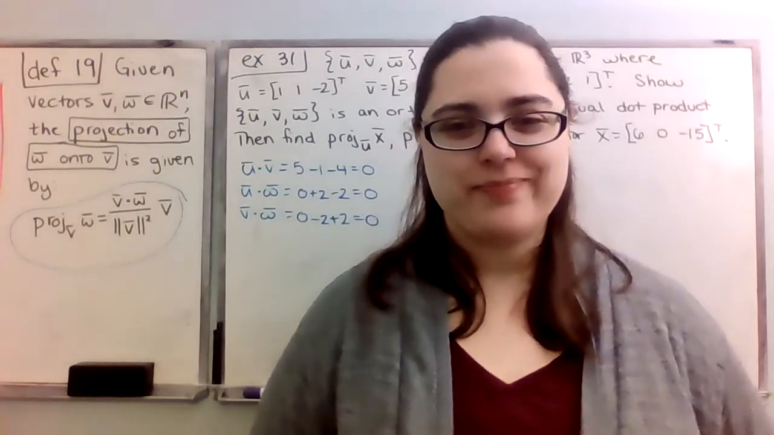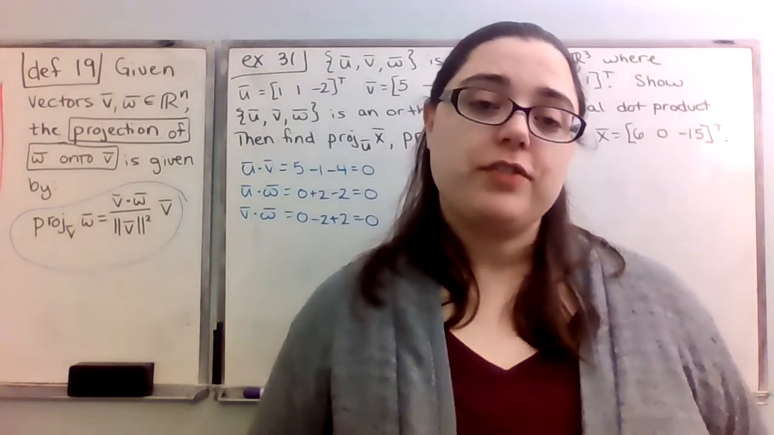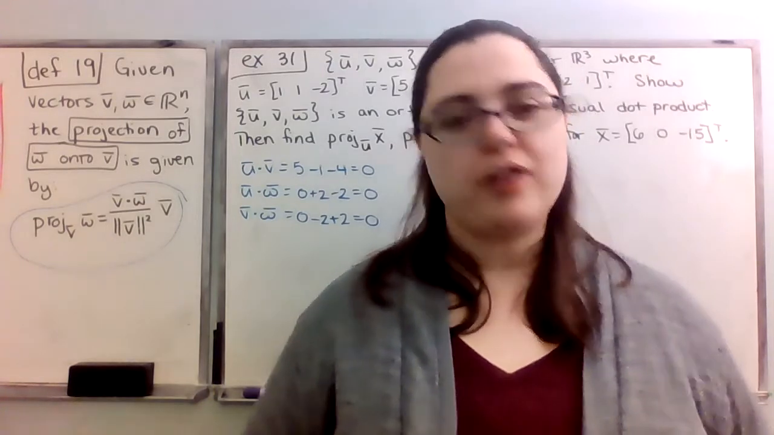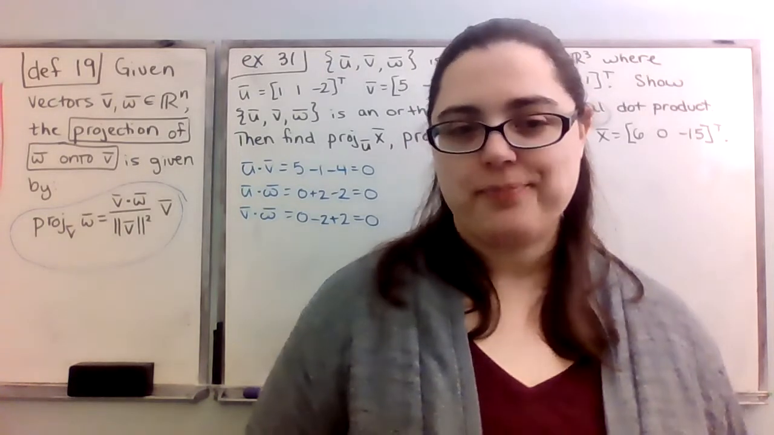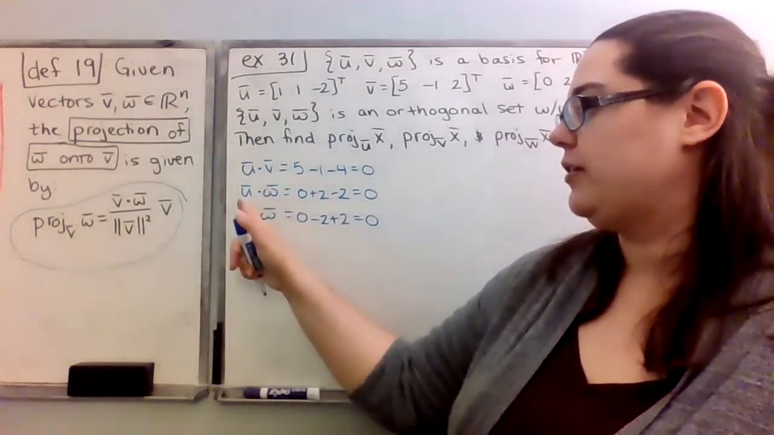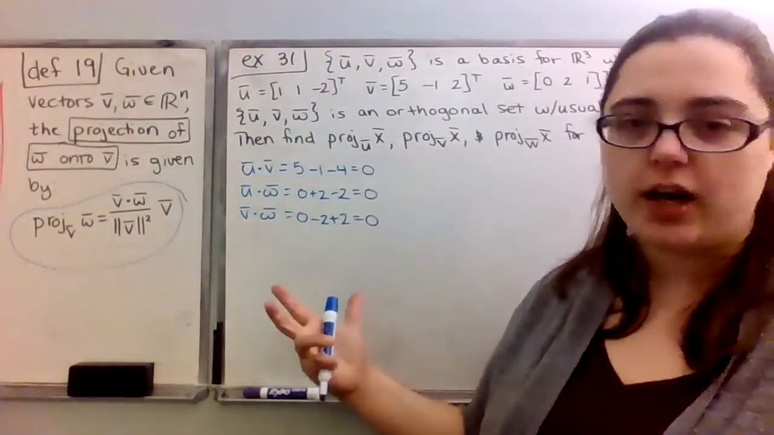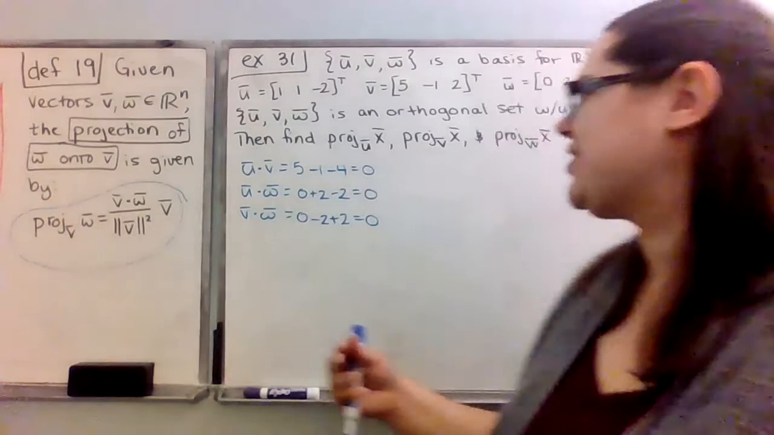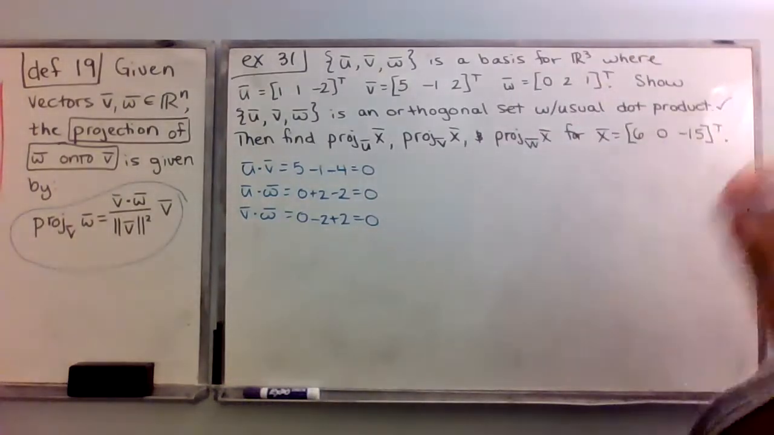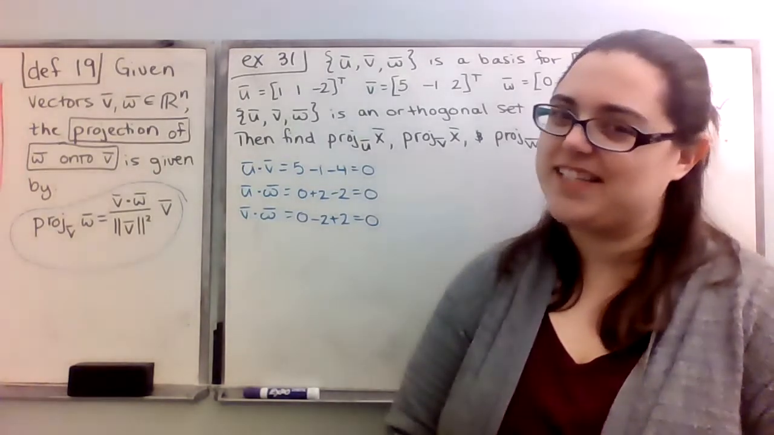Alrighty, so how did we do? Remember, in order to show that a set is an orthogonal set, you just have to show that the inner product of all of the vectors in the set is equal to 0. So in this case, we just have to show that the dot product between u and v, u and w, and v and w are all equal to 0, which they are. So this first part is very simple. We're done with that. This next part is going to take us a little bit longer.